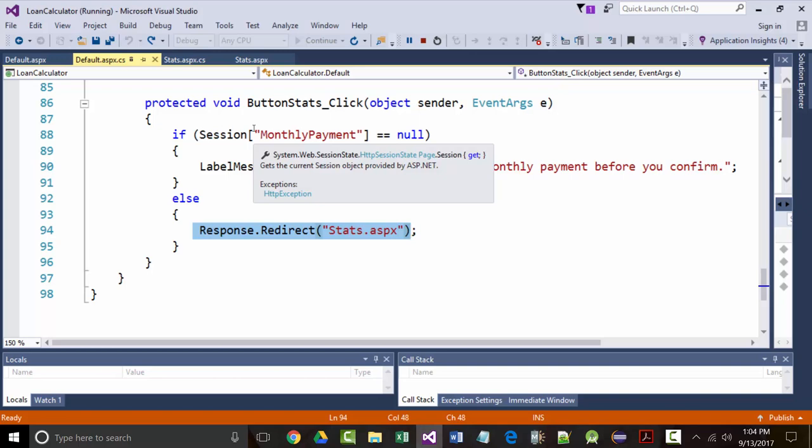Any questions on anything on the default.aspx or the C# for the default page? Yes. Is it better to put your session variables in the calculate button or in the stats button? The question was, is it better to put them in the calculate button or in the stats button? You could actually, to be honest with you, make a case for either one. And it's a good question.